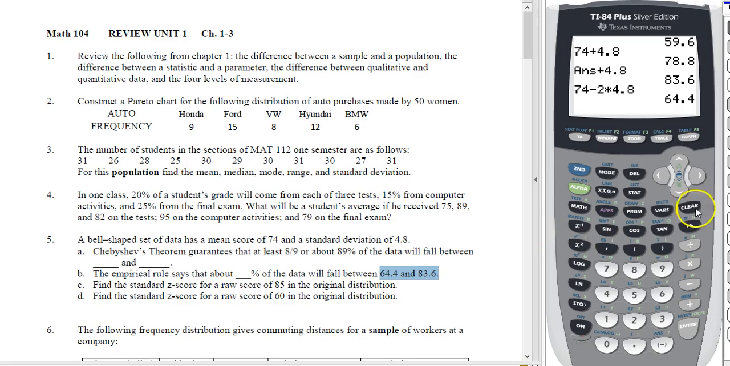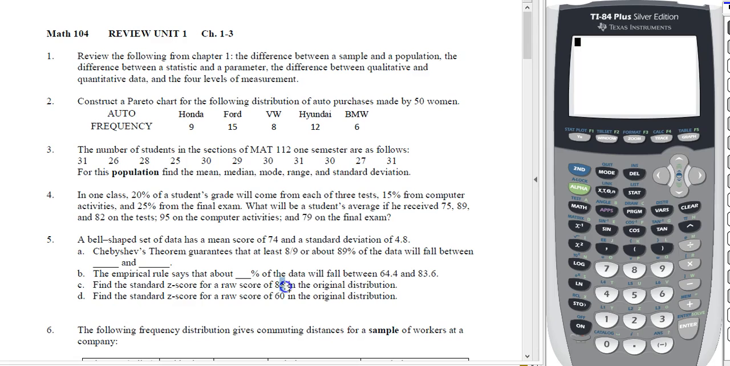The z-score formula is one of the few formulas you need to memorize, but it's simple. To find a z-score, you take the raw score that you want to convert or standardize, in this case 85, subtract the mean, which is 74, put that in parentheses because you need to subtract that first, and then divide by the standard deviation. So it gives the distance from the mean in terms of standard deviations. So 85 is 2.29 standard deviations above the mean.